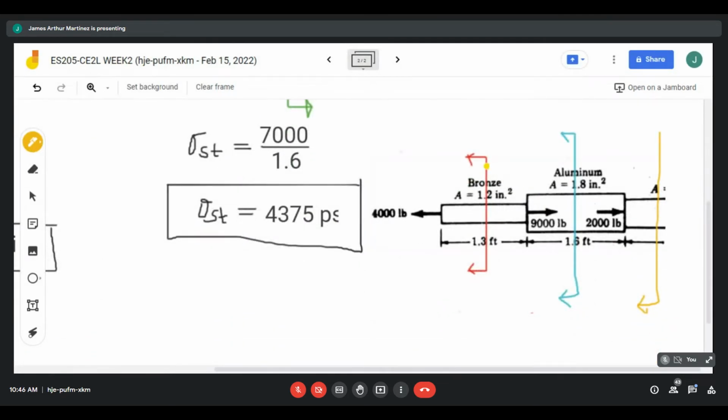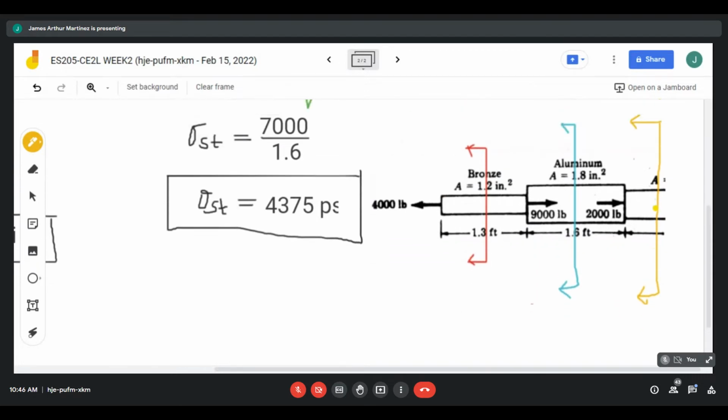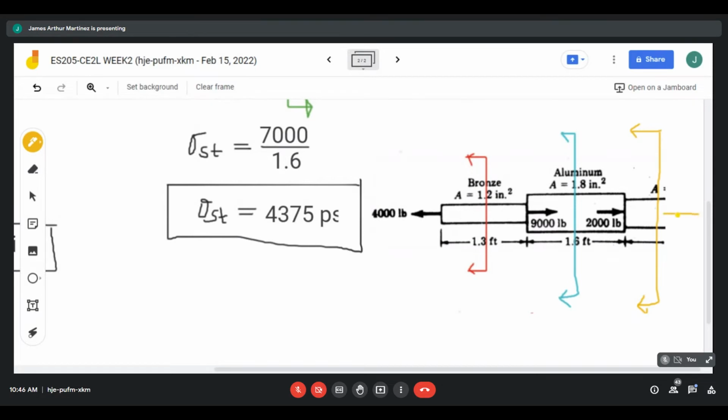So don't mind the cutting plane in red and blue, since the plane we cut is steel. So the color yellow is what we consider. And with that, we can see the internal reaction at steel. So, assuming it is going to the left, that is my assumption for the internal reaction at steel, or PST.